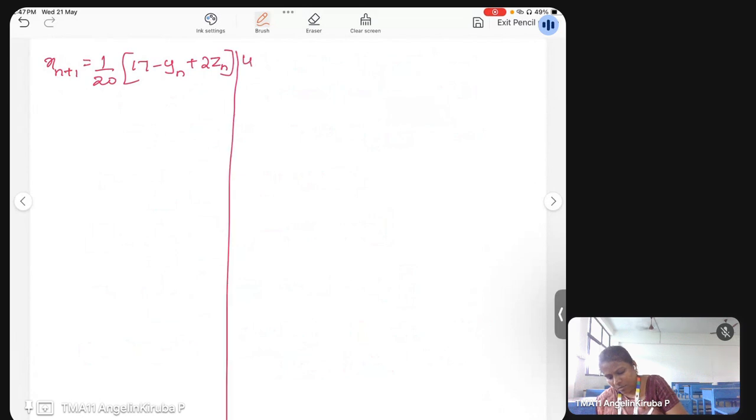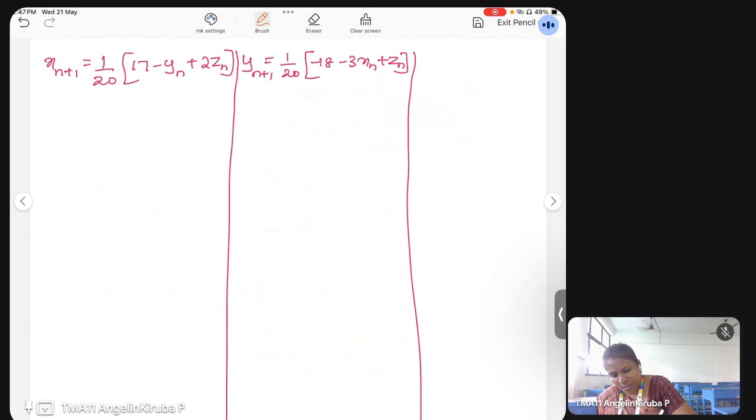So now we'll frame the equation in general. X n plus 1 is equal to 1 by 20, 17 minus yn plus 2 times of zn. Yn plus 1 is equal to 1 by 20 minus 18 minus 3 times of xn plus zn, and zn plus 1 is equal to 1 by 20, 25 minus 2 times of xn plus 3 times of yn. Okay, right? So now we can start the iteration.